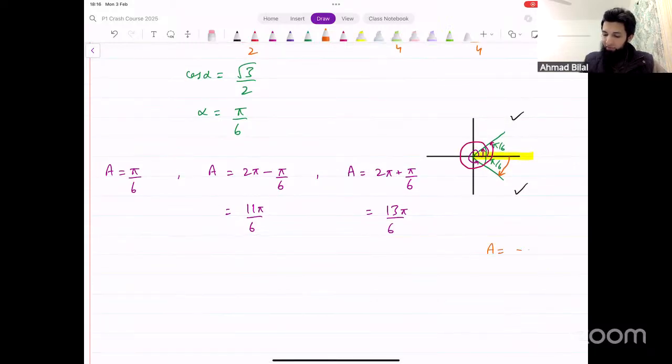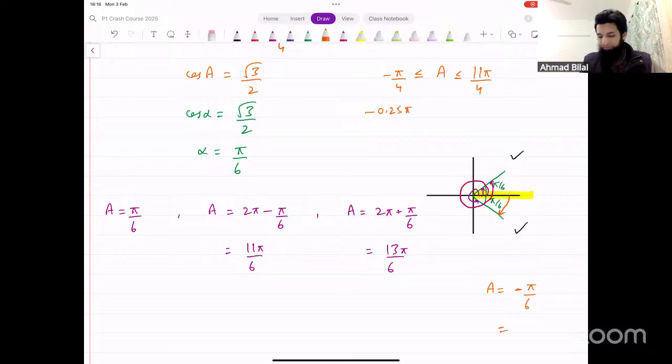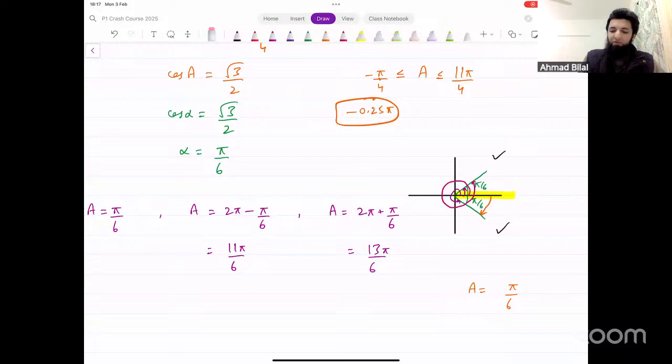A equals negative pi over 6. Negative pi over 6, the interval is going up to negative pi over 4. Is that in the interval or not? Negative pi over 4 is basically negative 0.25 pi. And this is negative 0.167 pi, I think. You can put this on your calculator, 1 over 6, and this is 1 over 4. Is this inside the interval or not? It's bigger than negative 0.25, right? Negative 0.25 is the smaller number. Negative 0.167 is a bigger number. So this does fall in the interval as well.